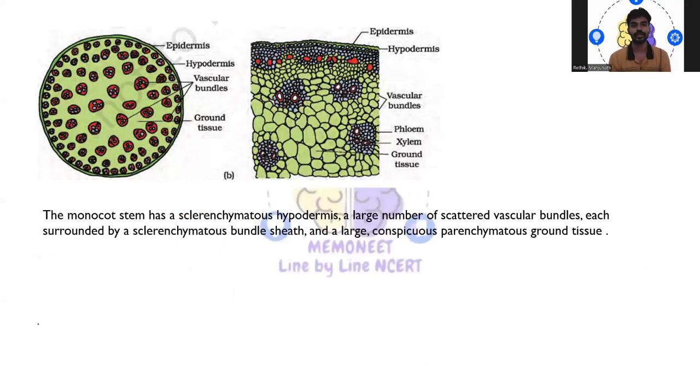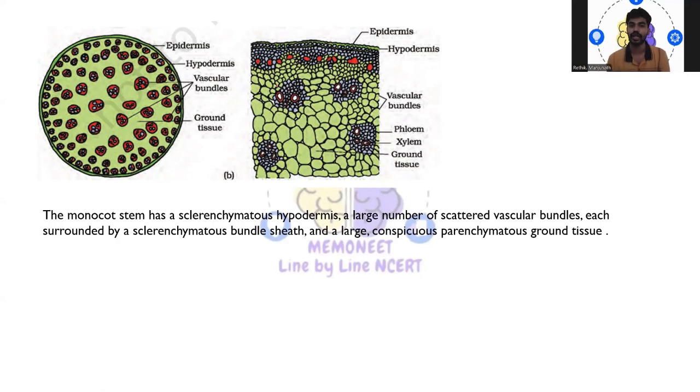Coming to the monocot stem, comparing the dicot and monocot stem, obviously the structures are completely different. In the monocot stem, there is a sclerenchymatous hypodermis. That means it is made up of sclerenchyma cells.